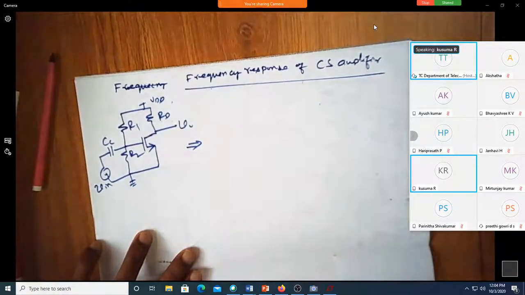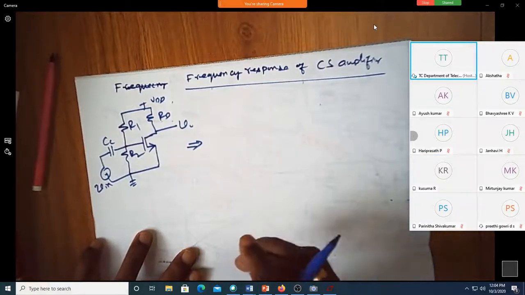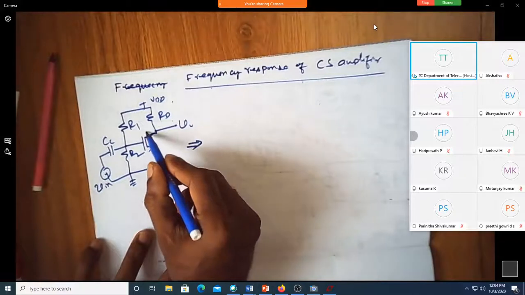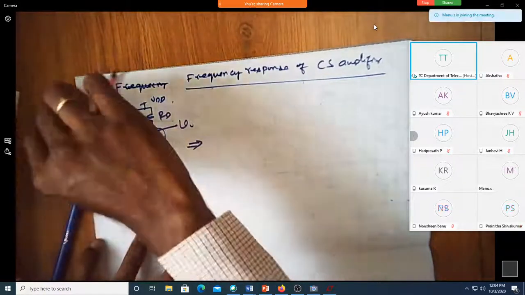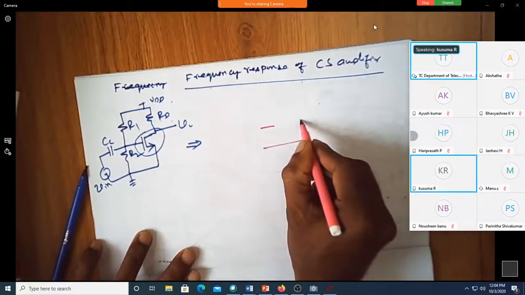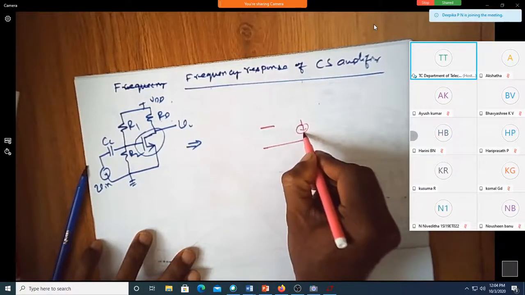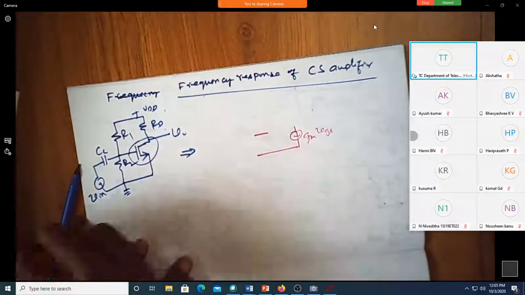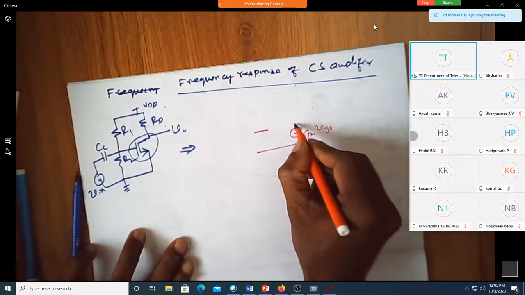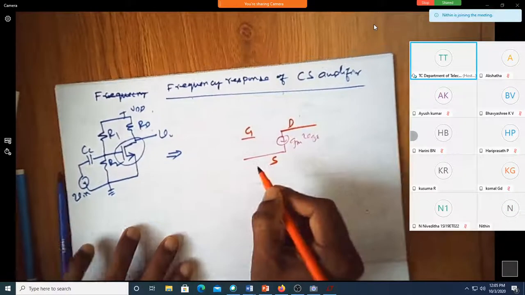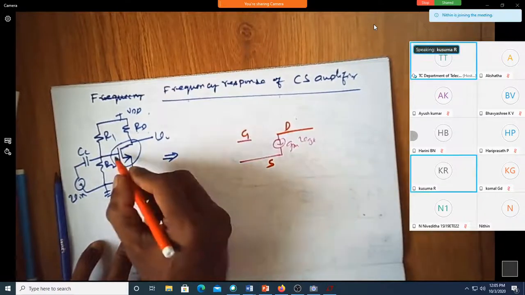I will write the small signal equivalent. What is the procedure for writing the small signal equivalent? I will replace the MOSFET by its small signal model. The MOSFET is now replaced by something like this, gm times VGS. This is gate, drain, source. So the MOSFET is replaced.